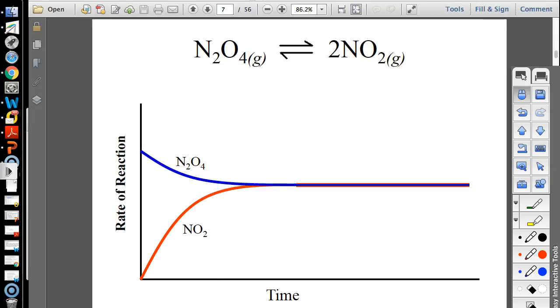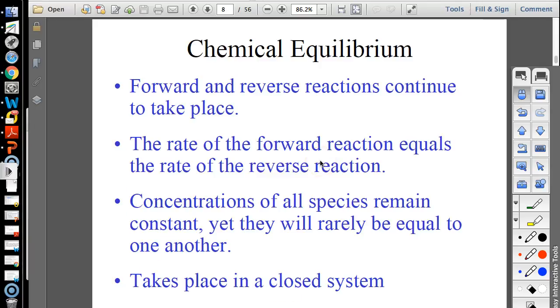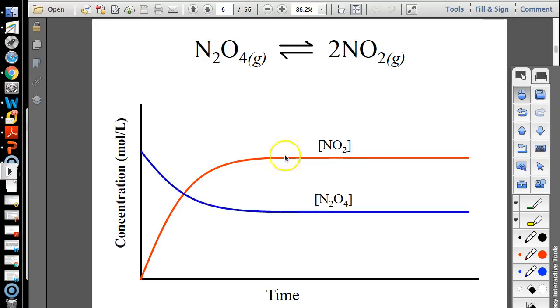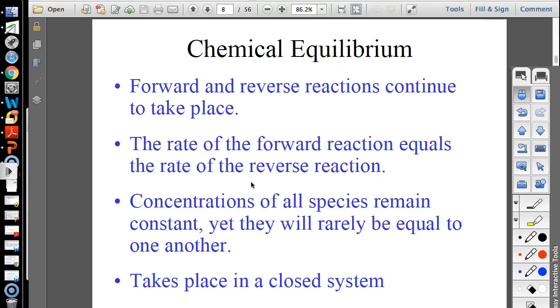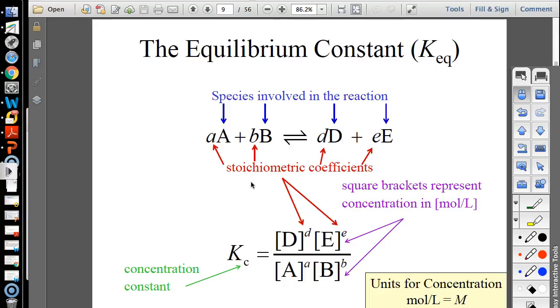So anyway, moving on. Equilibrium, like I said, the forward and reverse reactions continue to take place. The rates are equal, but the concentrations of each are not equal generally. They can be, but generally they are not. It is the rate of the formation that is the same. So, it happens in a closed system. Okay, so this is where it starts to look like what we just did, but it's not the same.